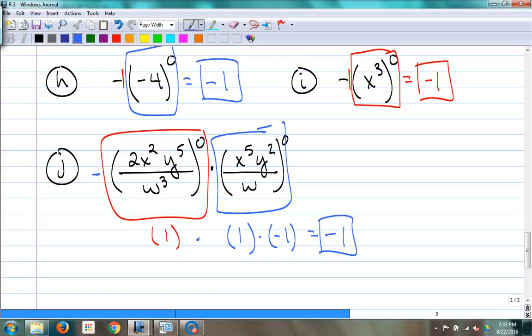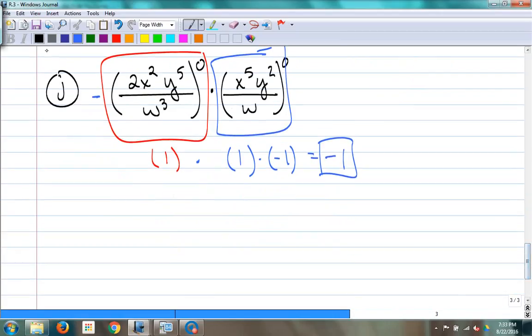It's the exact same problem. It just gets missed because you forget about that negative being right there in the front. And they don't put the 1 there. Is that kind of what you're asking for?